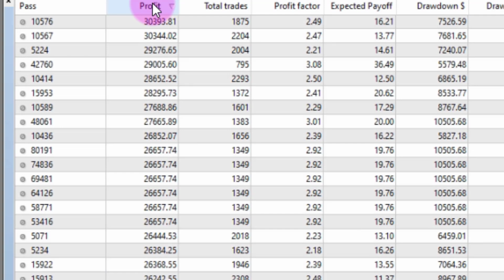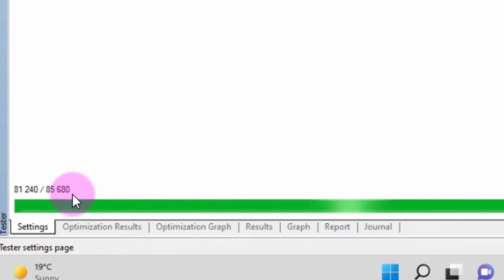Here they are. The best profit so far is 30,000. The drawdowns are nice under control. What's quite interesting is that I am testing 85,000 options, and I'm almost finished, but 85,000 options.